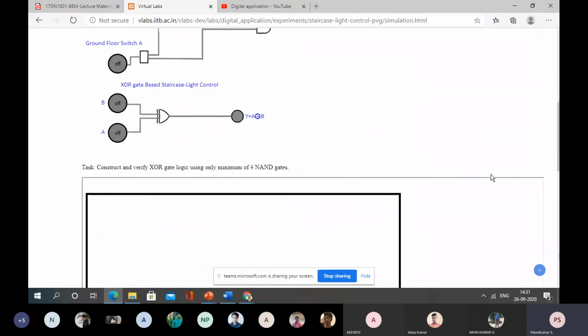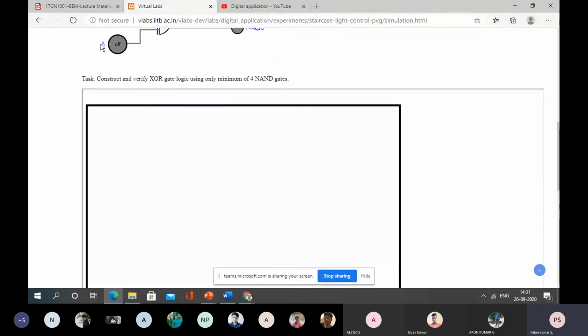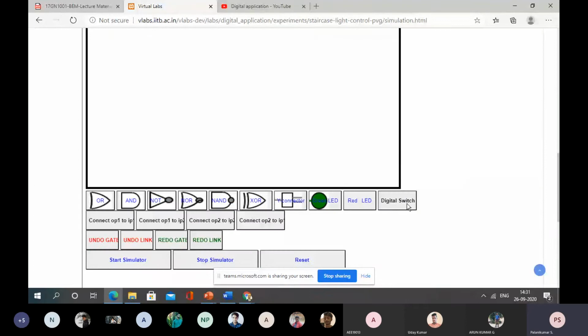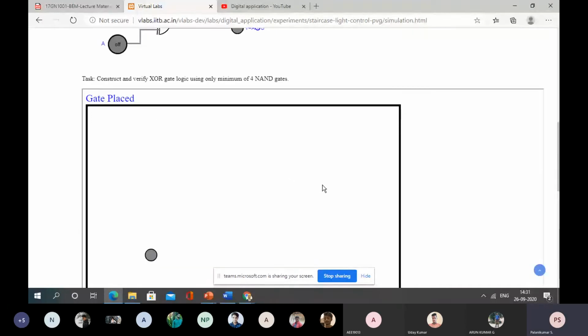Here for the XOR gate, I'm going to make a digital switch. First, I'm making the A switch. Then I have to make a B switch.